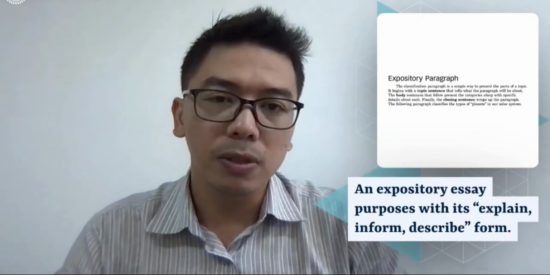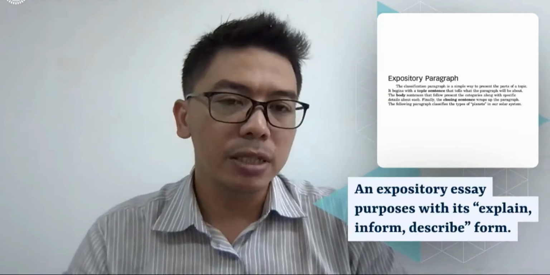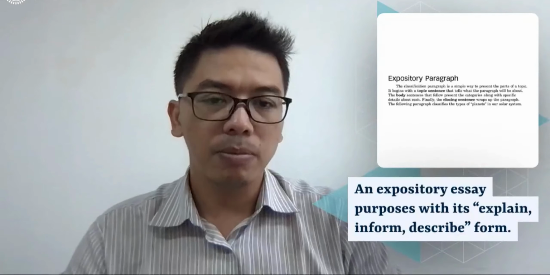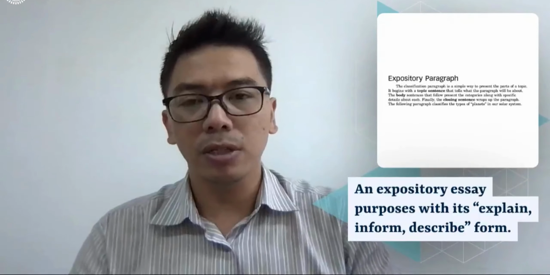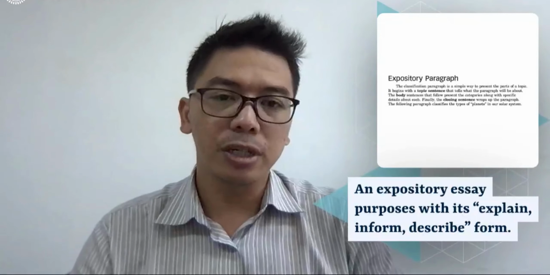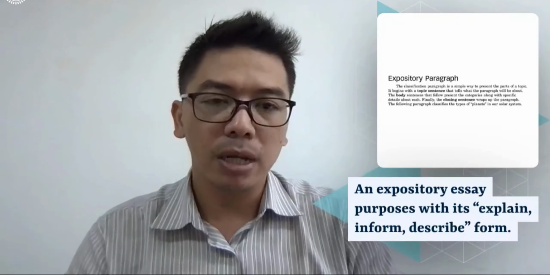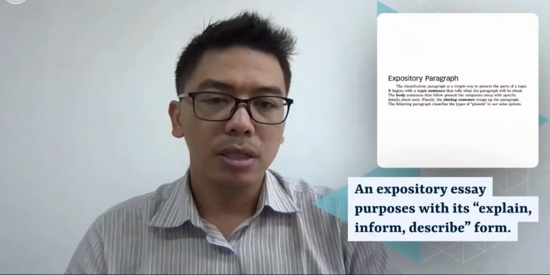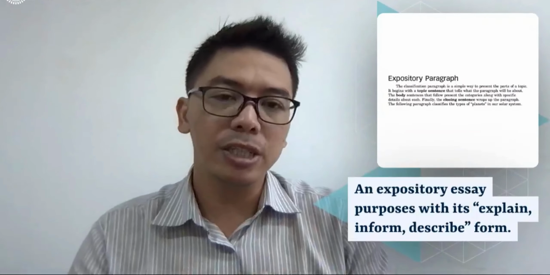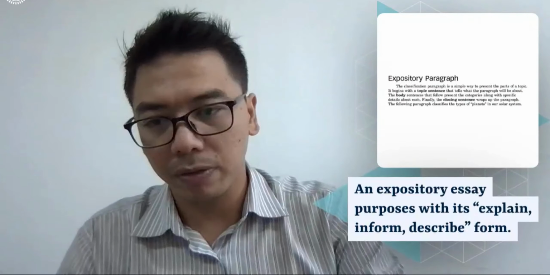Now we will focus on the expository paragraph. An expository paragraph has the purpose to explain, inform, or describe something. Maybe it's a little bit different from, or a little bit the same as, the descriptive paragraph. But here, the expository purpose is to explain, inform, and describe. So explain something, inform something, and describe something. There are three things that appear in an expository paragraph.